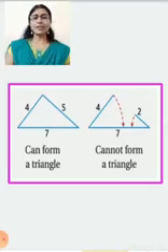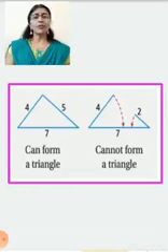Now let us take the next combination. 7 plus 5, 12. 12 is again greater than 4. And then the third combination, 7 plus 4, 11. 11 is again greater than 5. So we can form a triangle. Now let us see the next example.